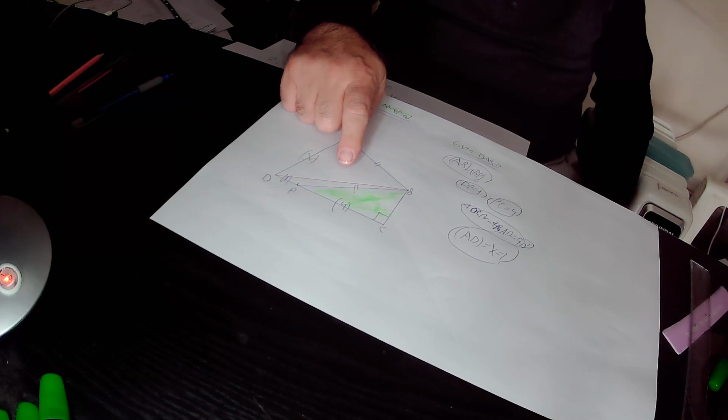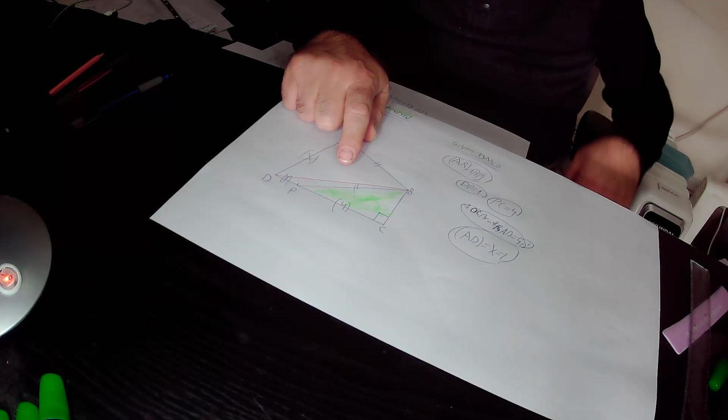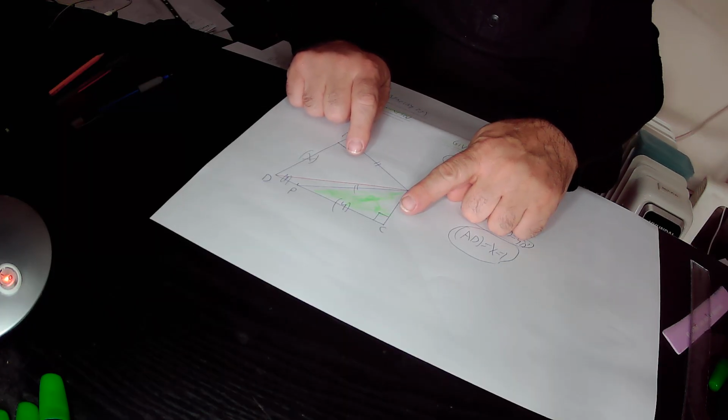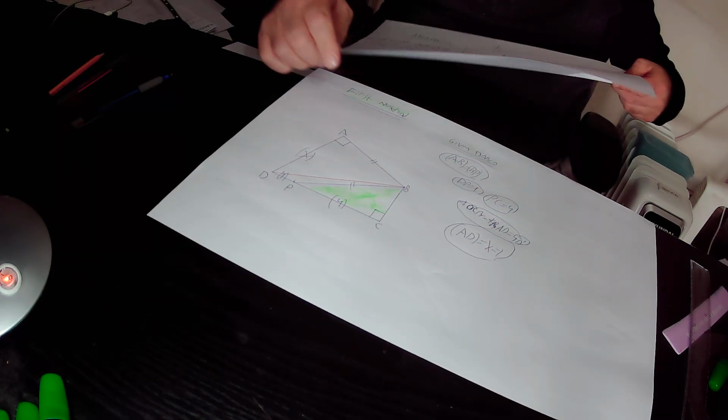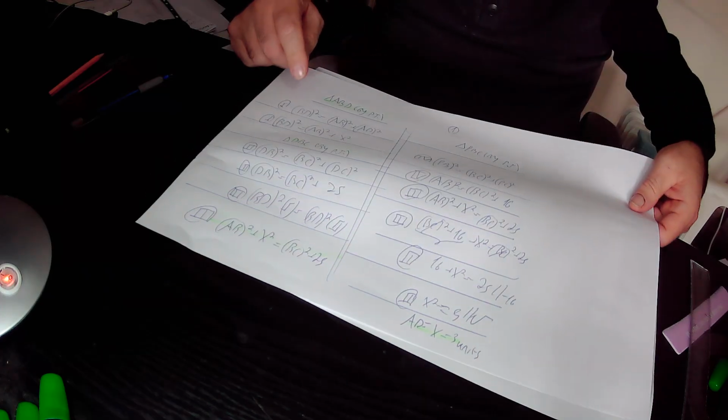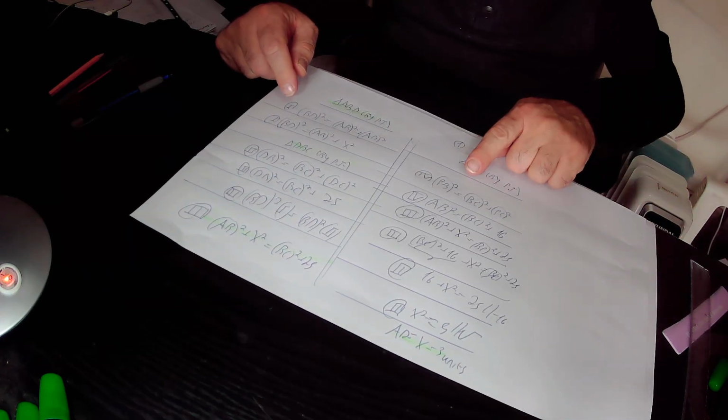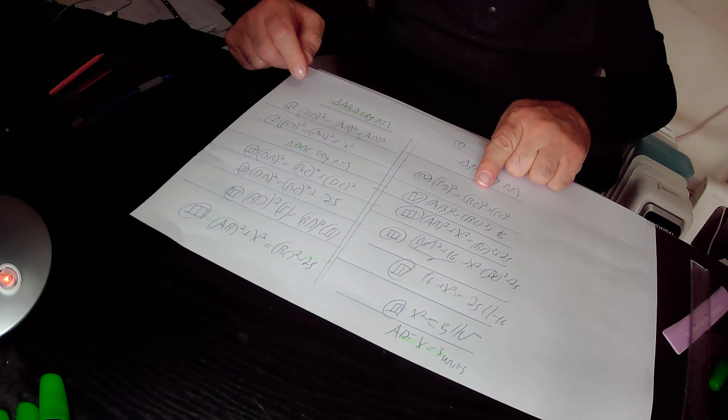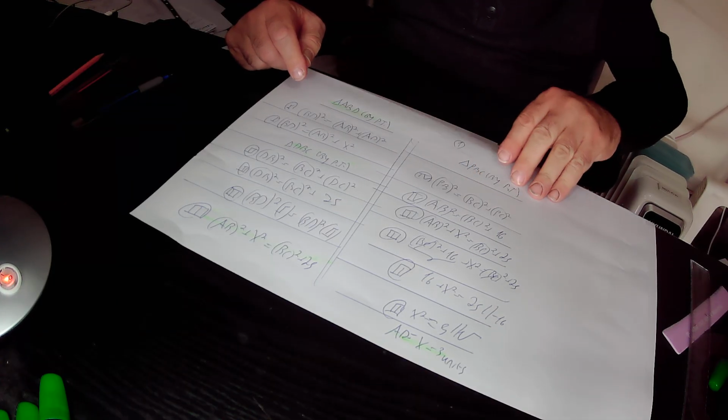The next step is to implement the Pythagoras theorem on the great right triangle PBC. According to the Pythagoras theorem on the great right triangle PBC, PB squared, that is the square of the hypotenuse, equals BC squared plus PC squared.